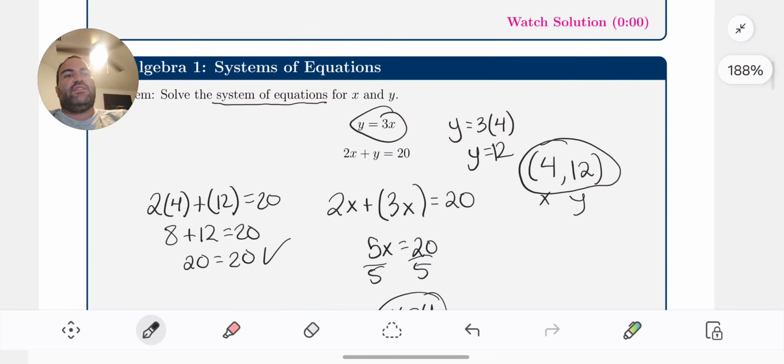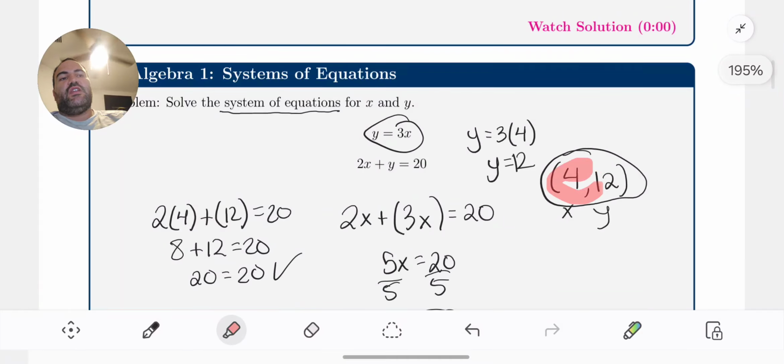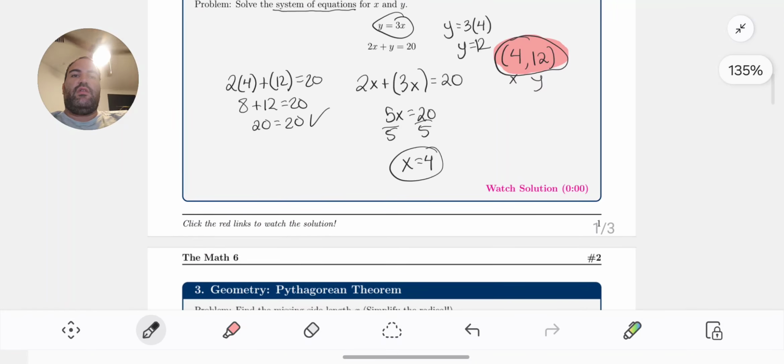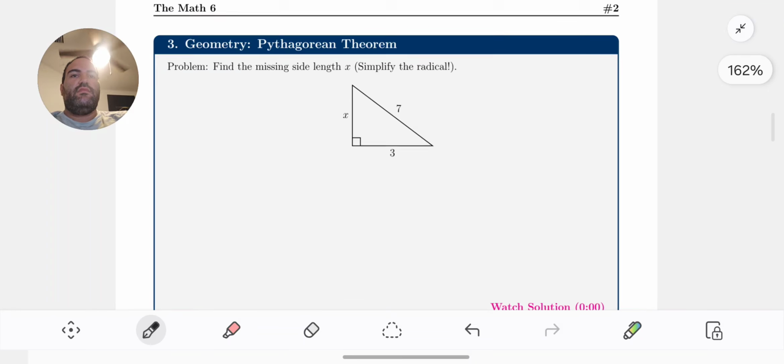So if I'm doing a test, like that feels really good. Like I know this is right. That's pretty cool. That was our Algebra 1.